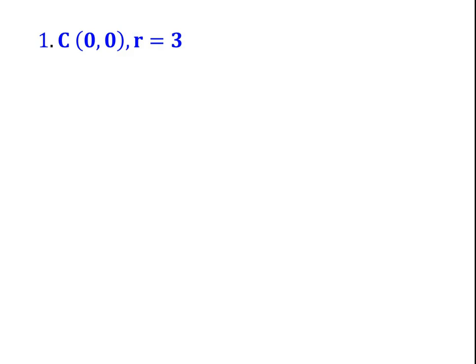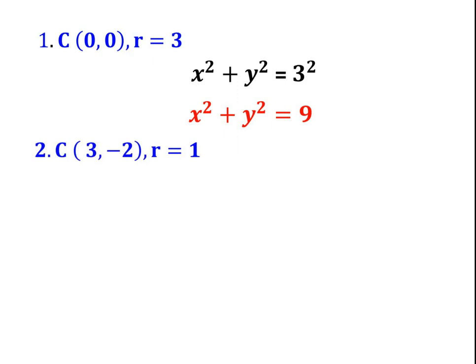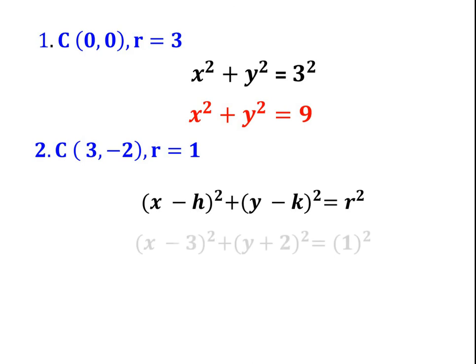For number 1, where the center is 0, 0, and the radius is 3, we simply use the standard form by substitution. We just substitute the value of r as 3, and then copy x squared plus y squared on the left side. So we landed with x squared plus y squared equals 9. If the center is at 3, negative 2, and the radius equals 1, we use the standard form, the square of x minus h plus the square of y minus k equals r squared. And by purely substitution, we have x minus 3 squared plus y plus 2 squared equals 1 squared.